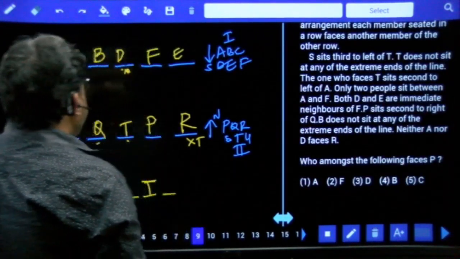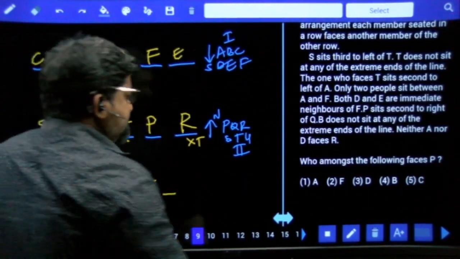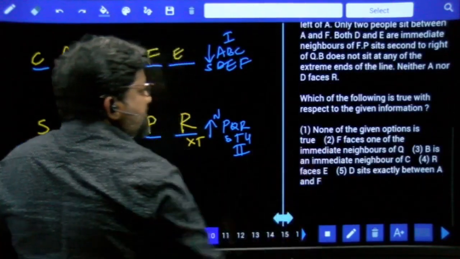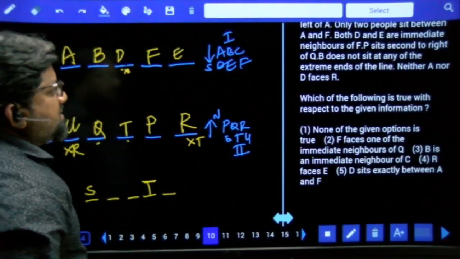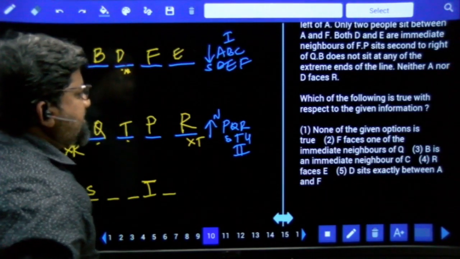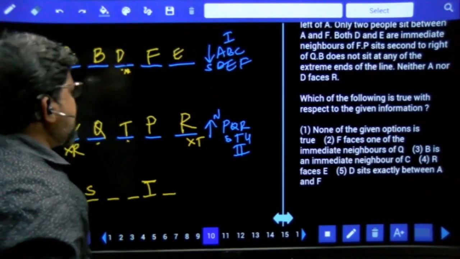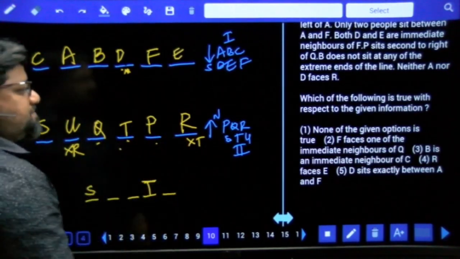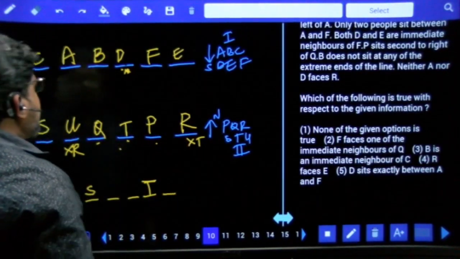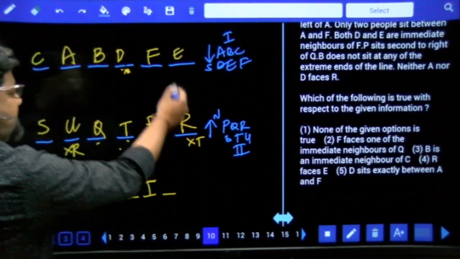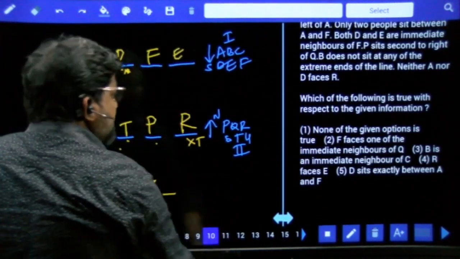Who amongst the following faces P? It is F. Which of the following is true with respect to the given information? The first option says none of the given option is true. We'll see. F faces the one who is an immediate neighbor of Q. No, no, no. B is an immediate neighbor of C. No. R faces E. Yes. Fourth option.